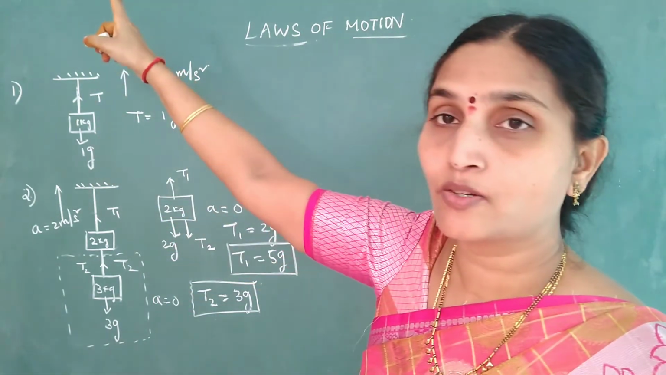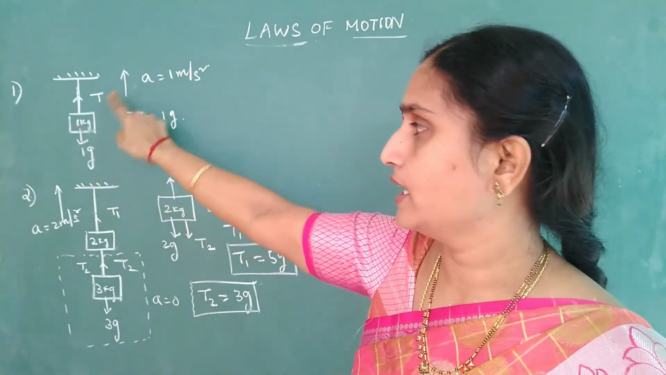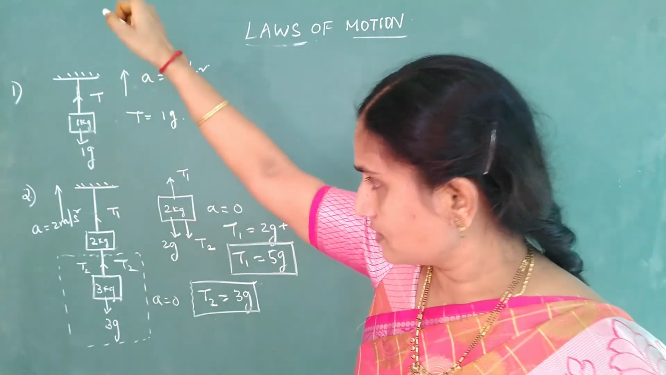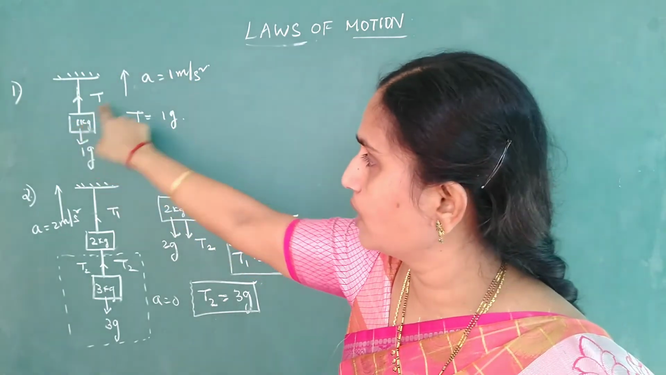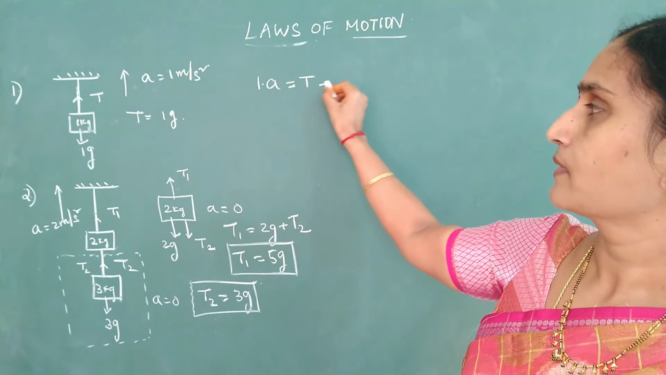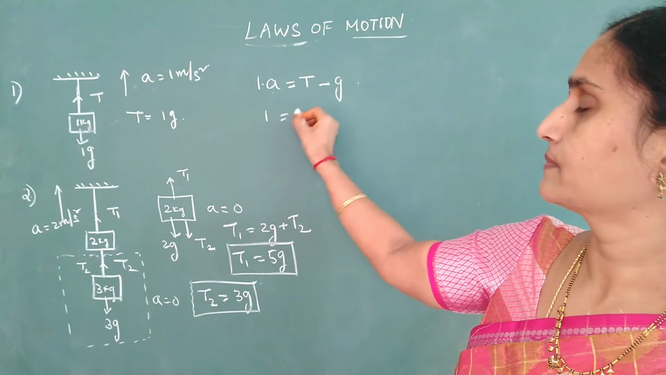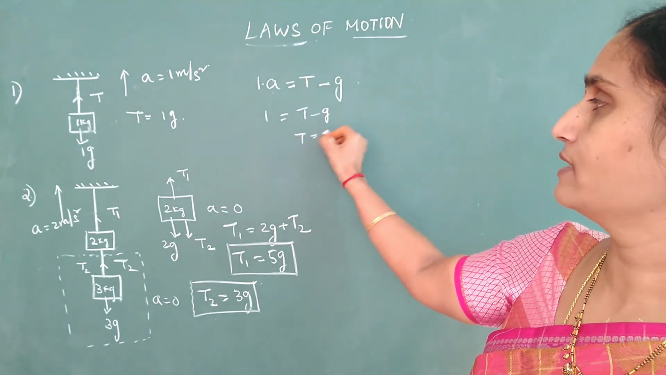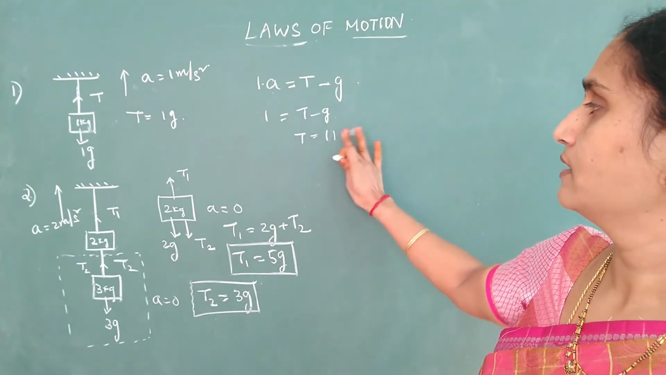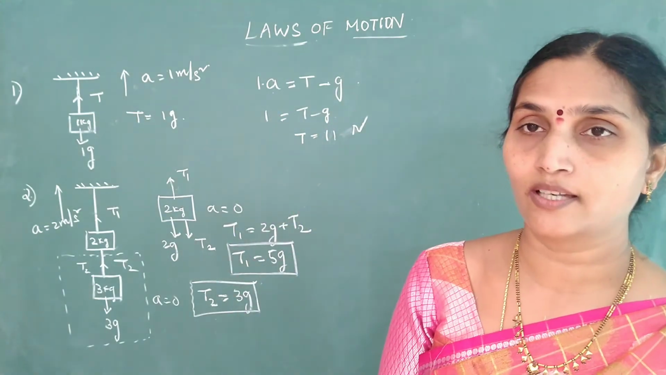Now if this system is going up with an acceleration, from the free body diagram, remember the formula? M into A. Net force should be applied minus opposing. Since the system is moving up, for the first case, 1 into A should be: upward force is T, opposing force is 1 into G. Acceleration is 1. Is T minus G. What will T become equal to? 10 plus 1, 11 Newton. Okay, if I take G as 10, you will get G plus 1, or it is equal to 11 Newton.